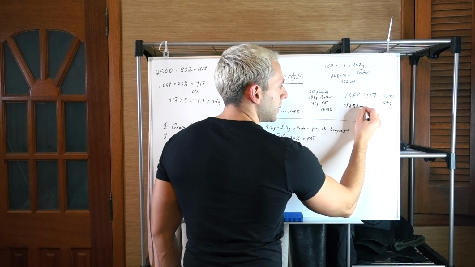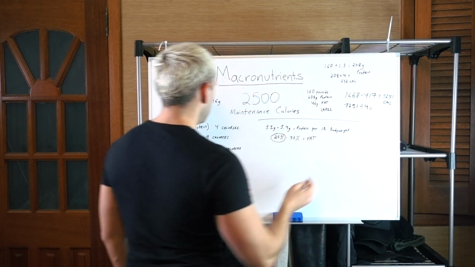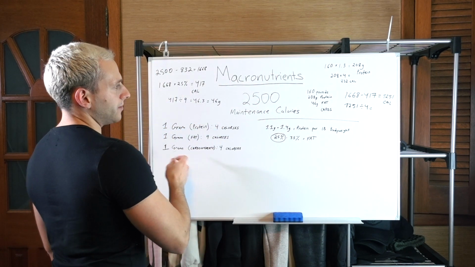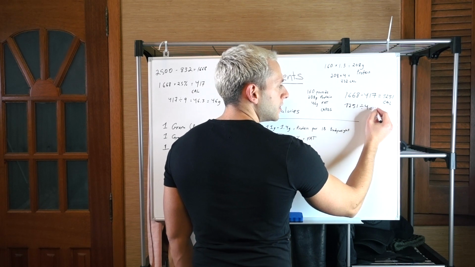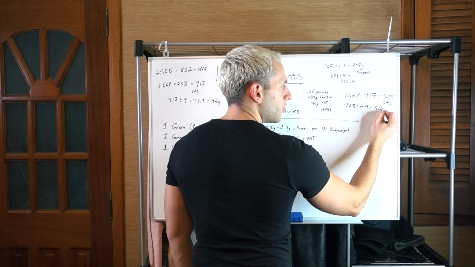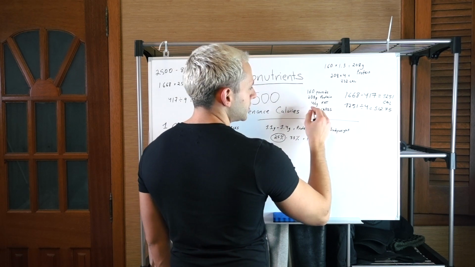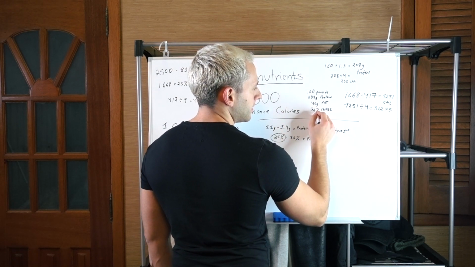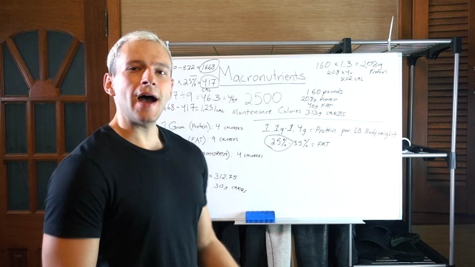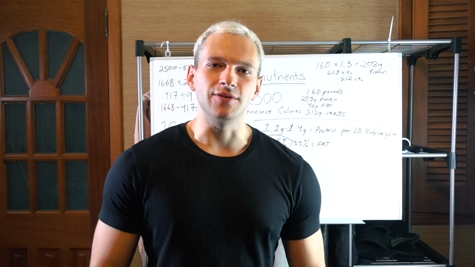And we're going to take 1,251 and divide it by 4, because we have 4 calories in 1 gram of carb, and it's going to equal 312.75. We're going to round that to the nearest whole, which is 313 grams of carbs. And that is how you calculate your macros.